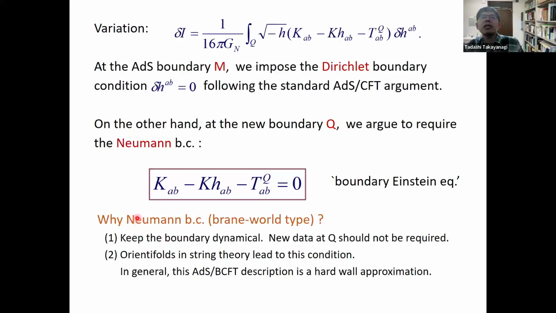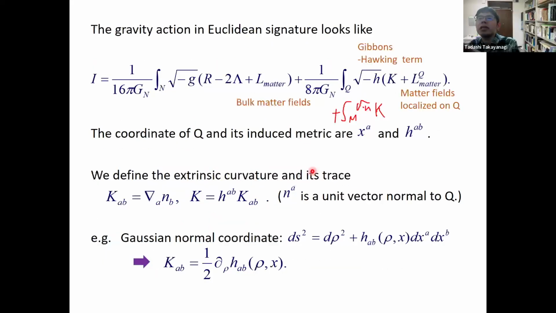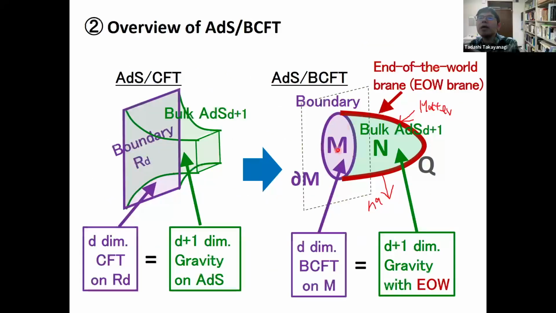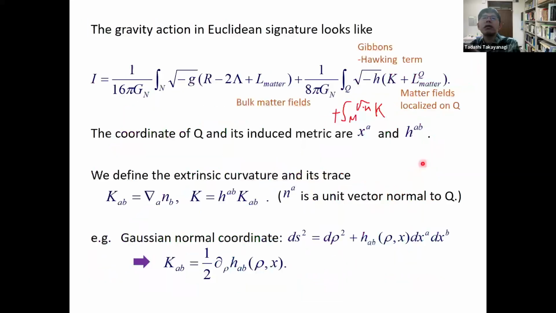The reason we choose the Neumann boundary condition is that we want to keep the boundary dynamical, and we don't want to fix the metric on Q. We want to fix the metric on M. The BCFT lives on M, and there is no gravity at all here, so this is a Dirichlet boundary condition. But in the bulk we have gravity, so we want to keep this dynamical. That's the reason we take this boundary condition.